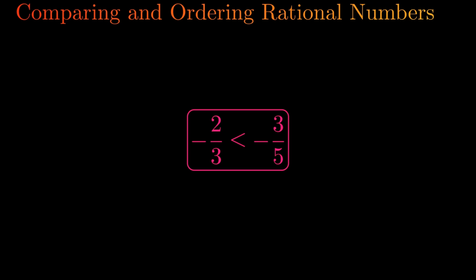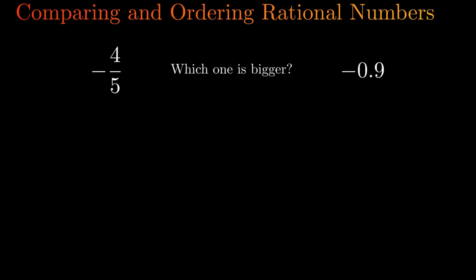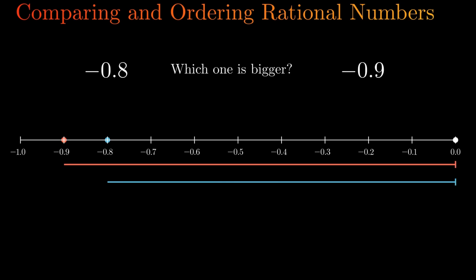Now let's try a mixed battle, a negative fraction versus a negative decimal. Compare -4/5 and -0.9. You can't compare apples and oranges, so convert the fraction to a decimal. 4 divided by 5 is 0.8, so the fraction becomes -0.8. Now compare -0.8 and -0.9.